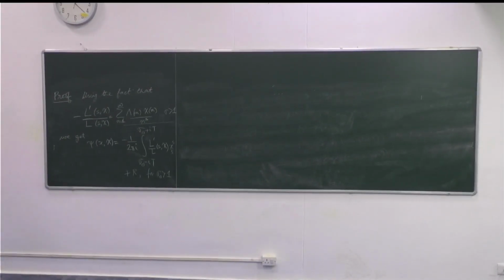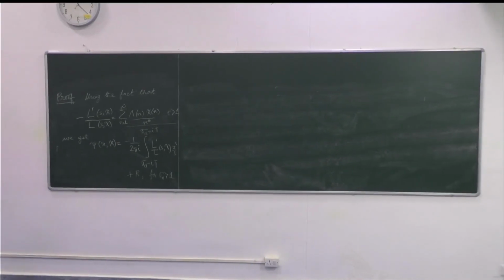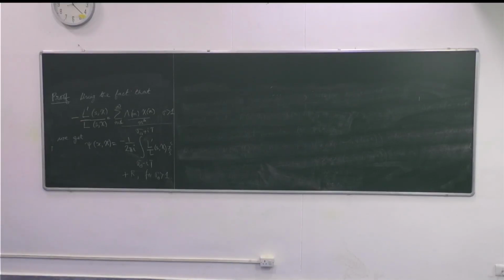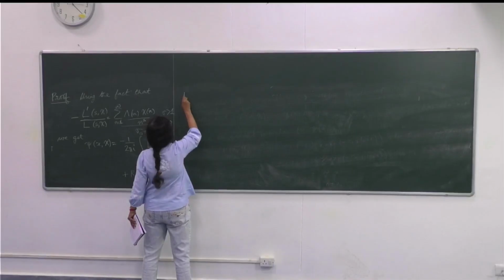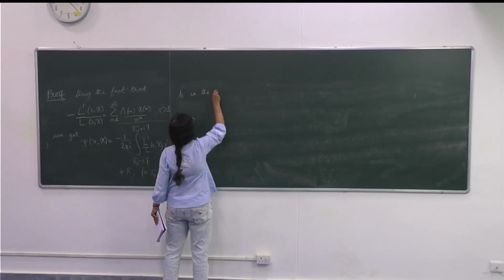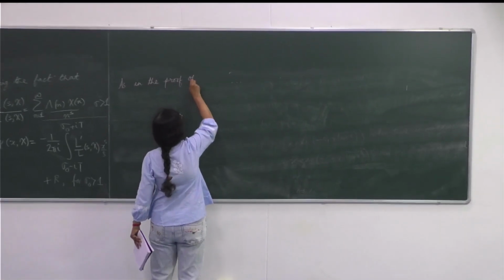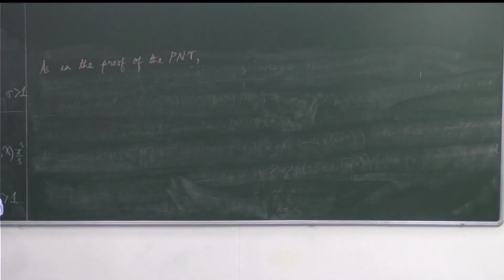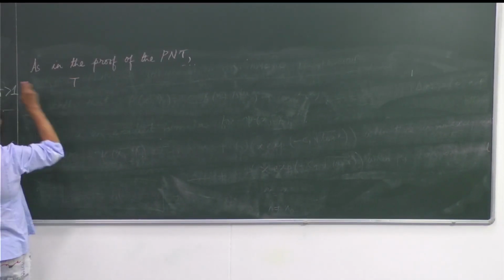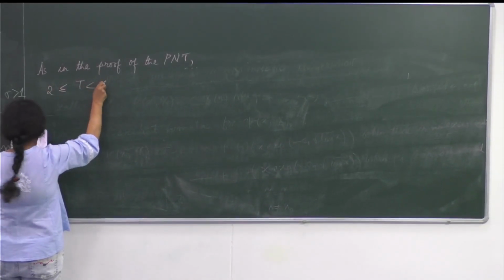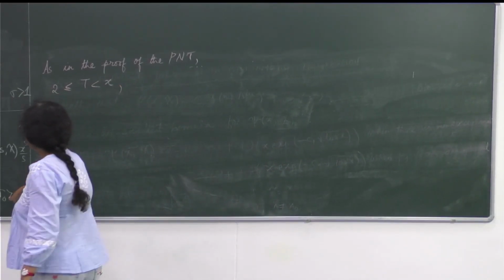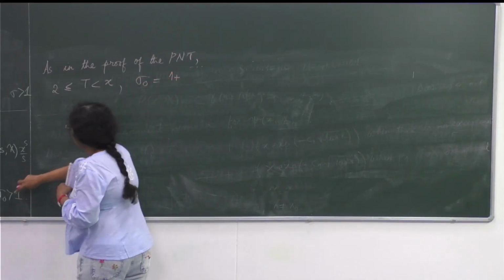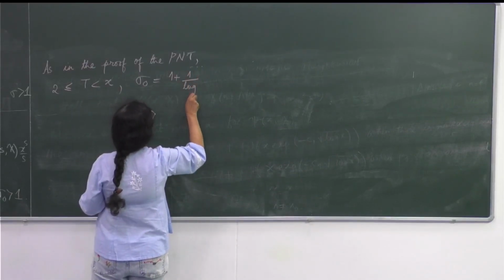Okay, so as in the proof of the prime number theorem, what we do is we take t to be at least 2 and less than x, and we take sigma 0 to be equal to 1 plus something small, remember? Something like 1 plus 1 over log x.